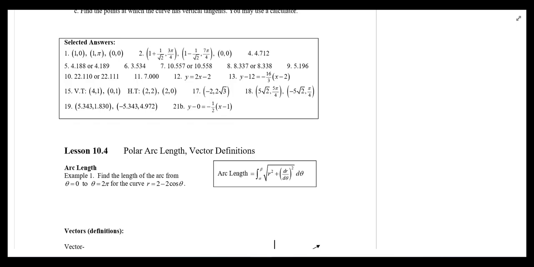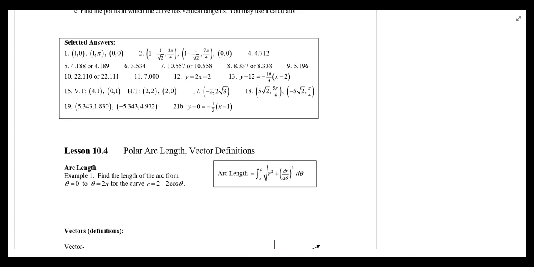Alright, this is lesson 10.4 and we're going to do two topics today. One more topic on polar stuff. We're going to talk about polar arc length, and then we're going to look at the last part of the unit which talks about vectors and vector calculus. But before we do that, I need to give you some vector definitions.